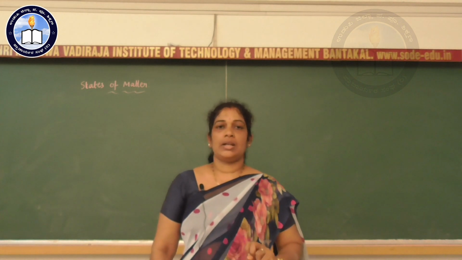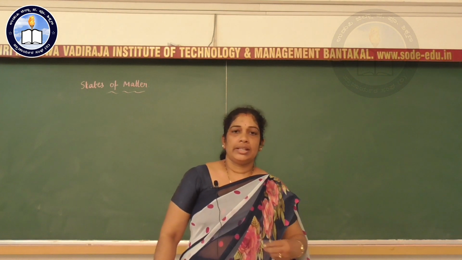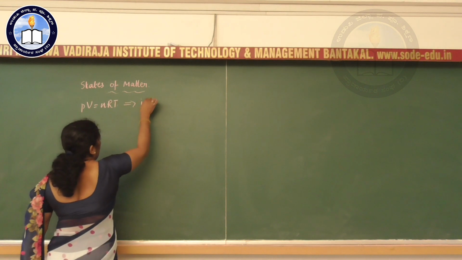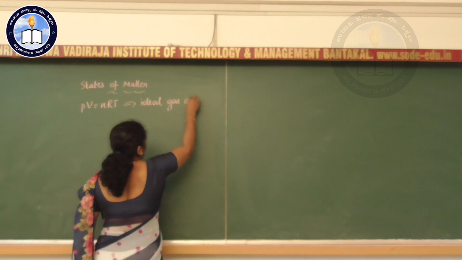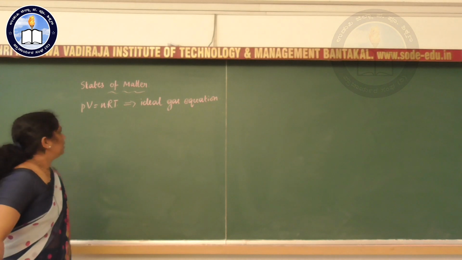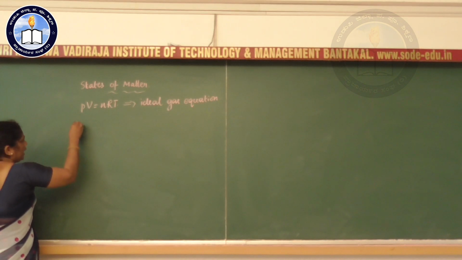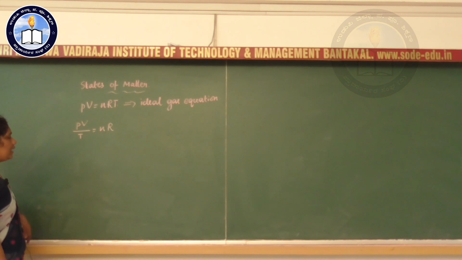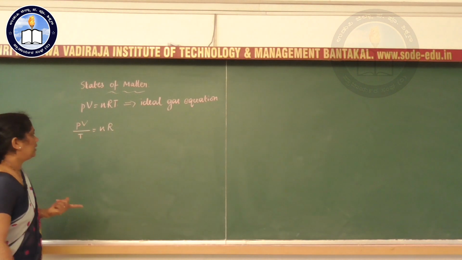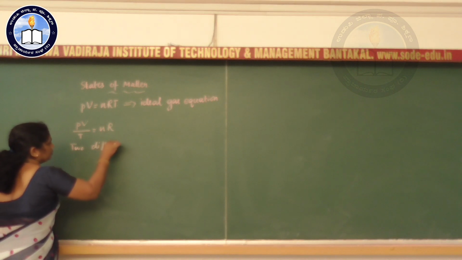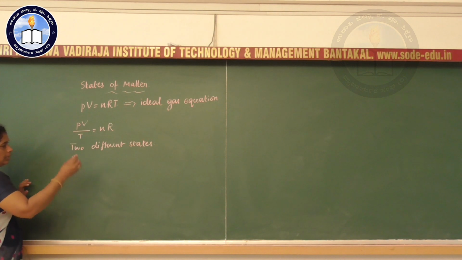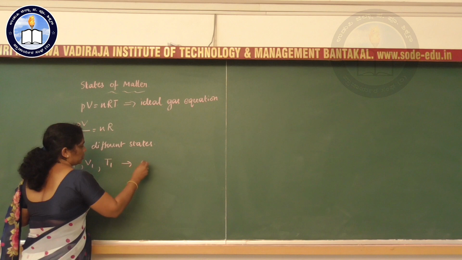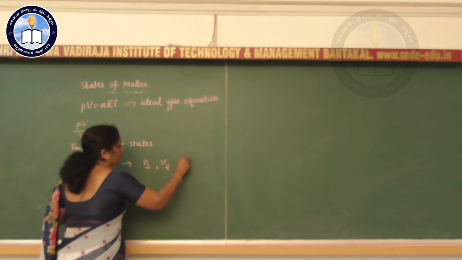We know that an ideal gas follows Boyle's law, Charles' law and Avogadro's law strictly. So the equation we got combining these is PV equals nRT. This equation is called the ideal gas equation. If you write this as PV divided by T equals nR, then we can say that in two different states, pressure P1, volume V1 and temperature T1 change to pressure P2, volume V2, temperature T2.